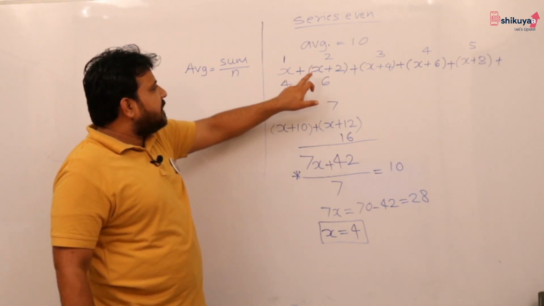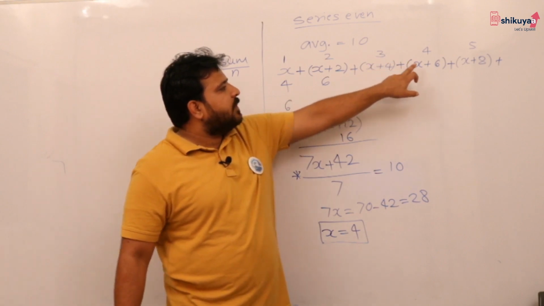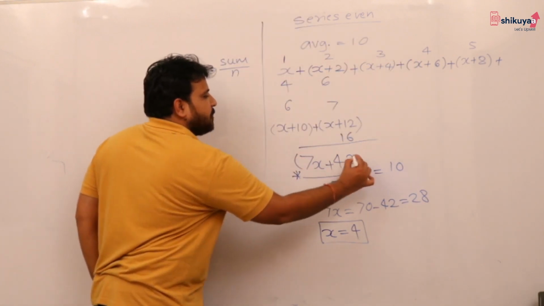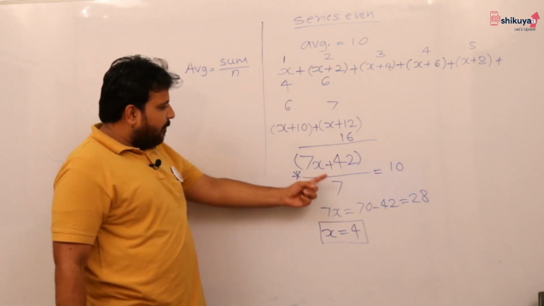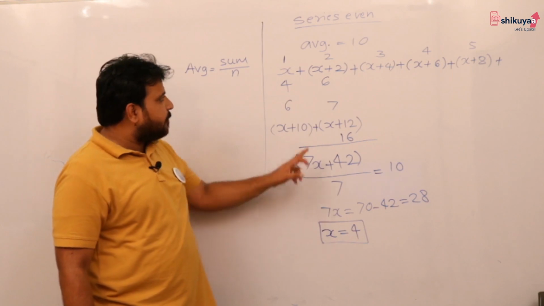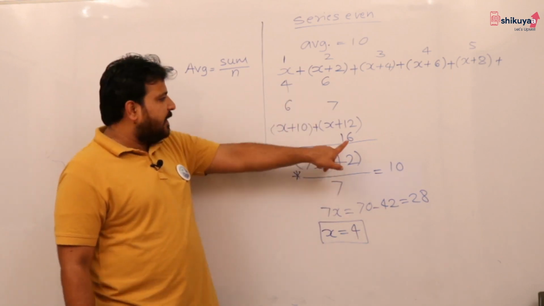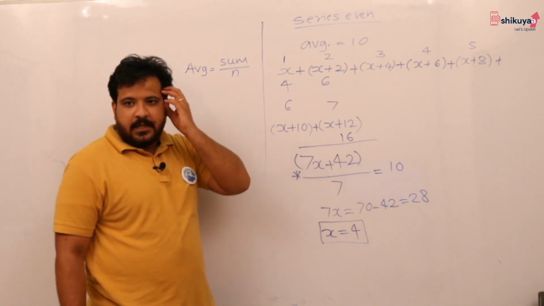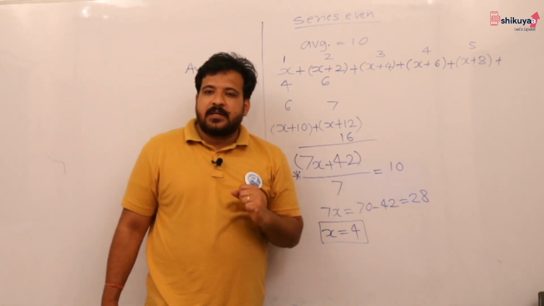So x plus 2 plus x plus 4 plus x plus 6, I have added all these numbers and got 7x plus 42, divided by the total number of numbers, is equal to 10. By solving this, I got the first number as 4 and the final number as x plus 12, that is 4 plus 12, 16.